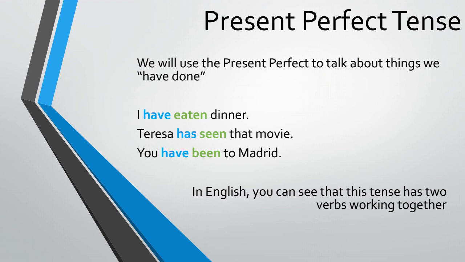So in English, you can see that this tense has two verbs that are working together. You can't use this tense without both of those verbs. We're always going to have the verb like have or has, and then the verb afterwards, like the action that we're actually talking about having been done.